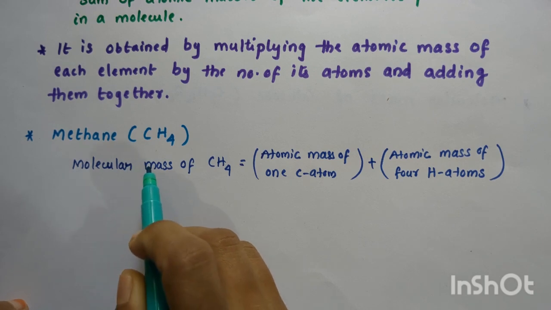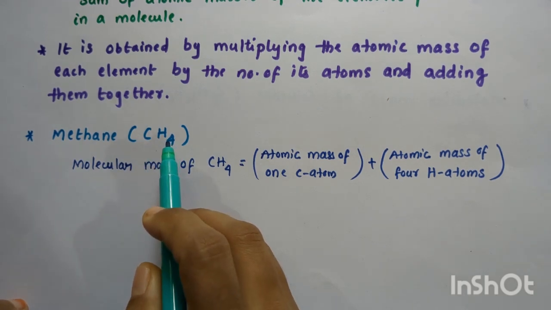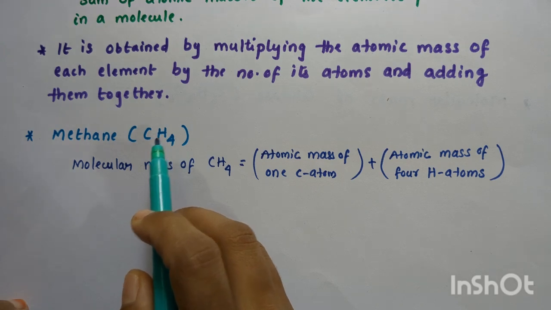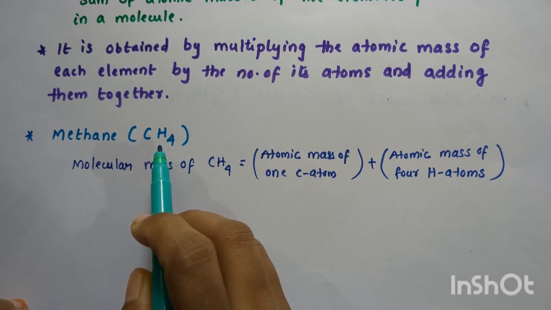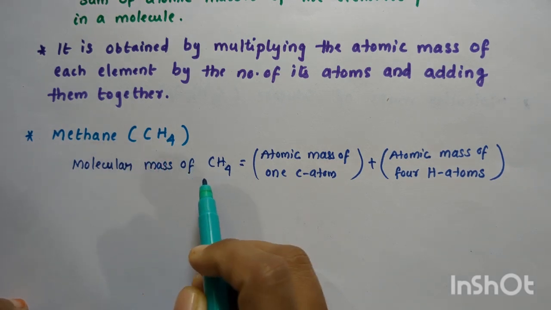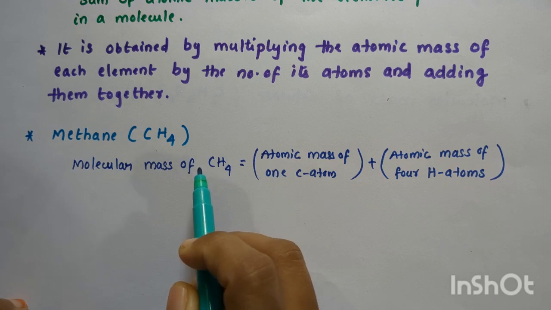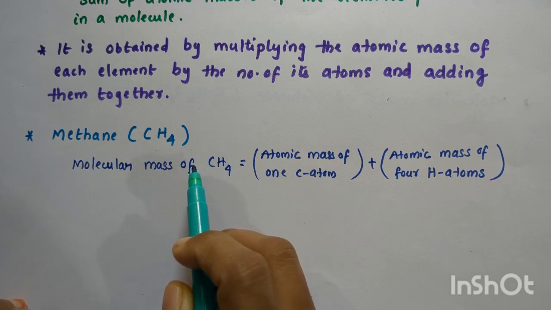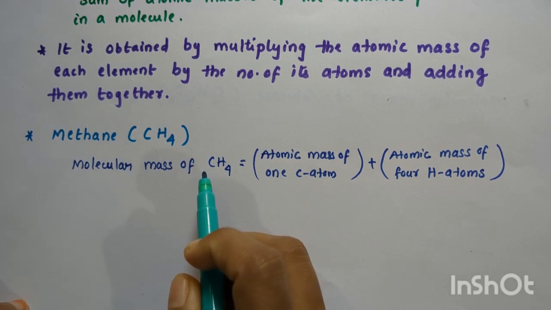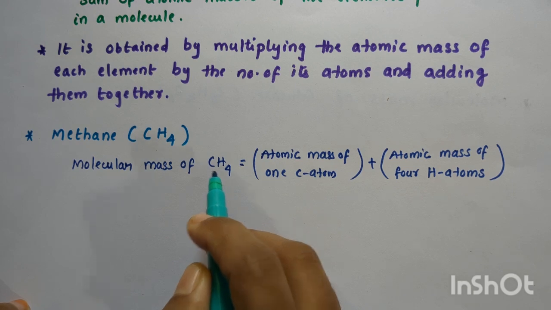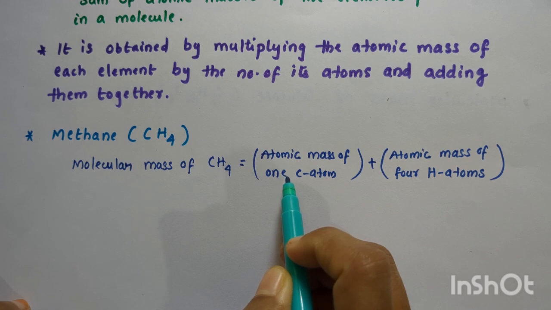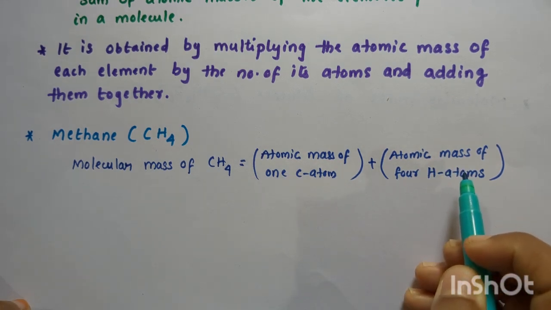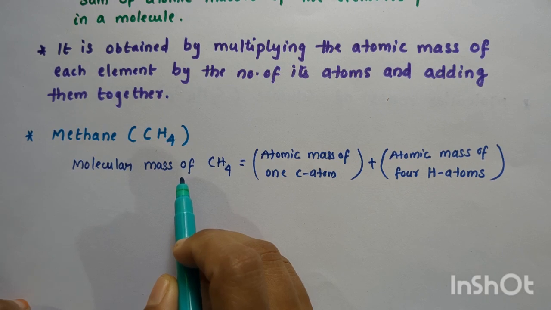In methane, there are 1 carbon atom and 4 hydrogen atoms. Molecular mass is the sum of atomic masses of the elements present in a molecule. That is, to get the molecular mass of CH4, methane, we multiply the atomic mass of each element by the number of its atoms, then add them together. So we add the atomic mass of 1 carbon atom with the atomic mass of 4 hydrogen atoms. That together will give you the molecular mass of methane.